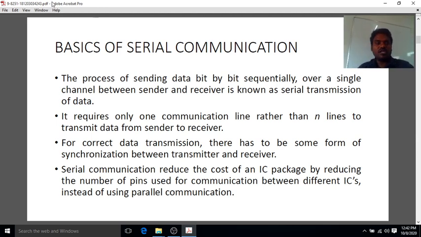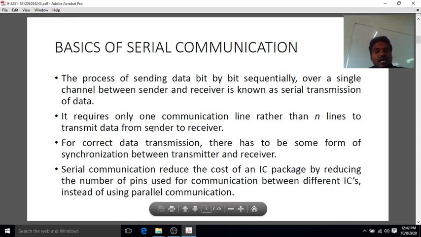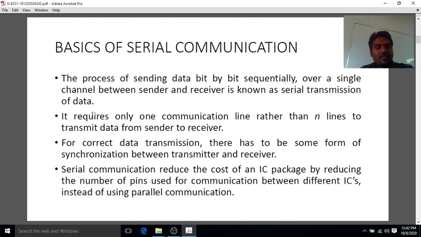Now it requires only one communication line rather than n number of transmission lines to carry data from the sender to the receiver, where n transmission lines are required in parallel data communication. In serial communication it requires only one communication line, so the hardware required for the complete communication is reduced. Next we go to another point in the basics of serial communication.